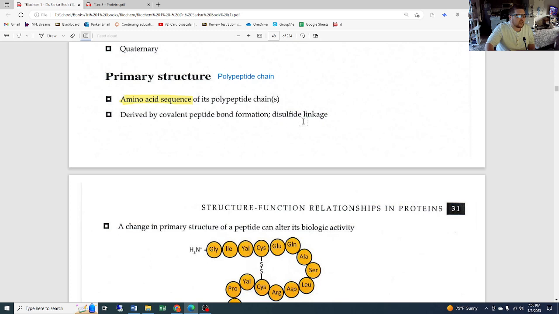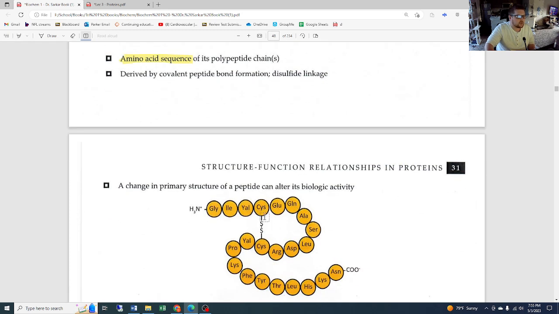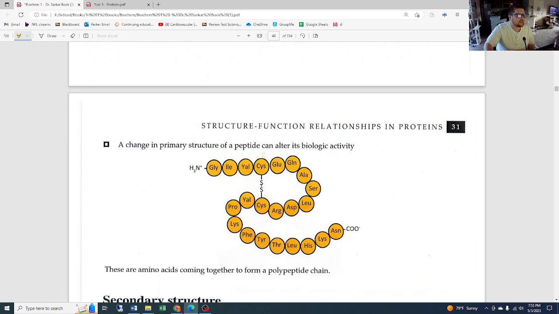And you can also have disulfide linkage. Remember we talked about cysteine and cysteine are the ones that will bind together with a disulfide linkage. Keep an eye on this. Whenever this pops up, this is a really good question to ask. And boards also likes to talk about disulfide linkages and that cysteine and cysteine bind together.